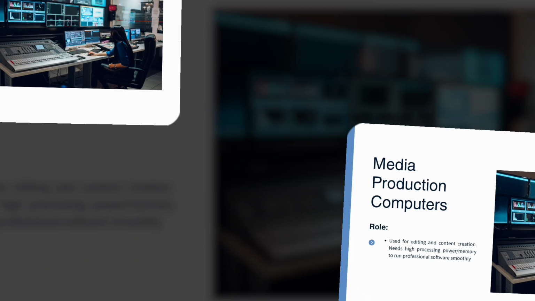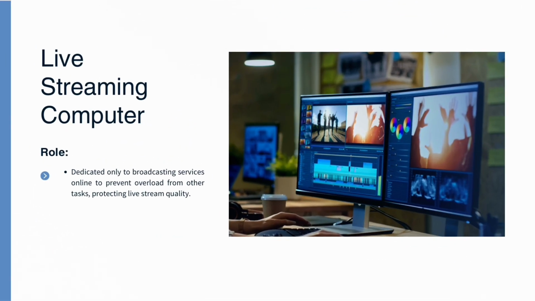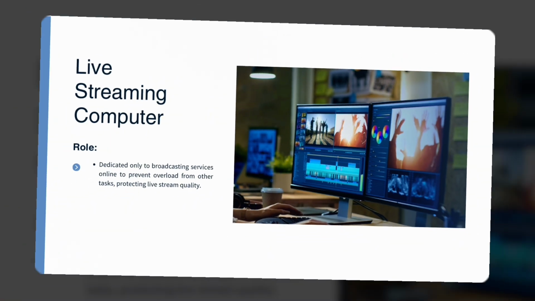A separate live streaming computer is dedicated only to broadcasting church services online. This computer is connected directly to the camera system and streaming software. Having a dedicated streaming unit is important because it prevents overload from other editing or upload tasks that could affect the quality of live broadcasts.